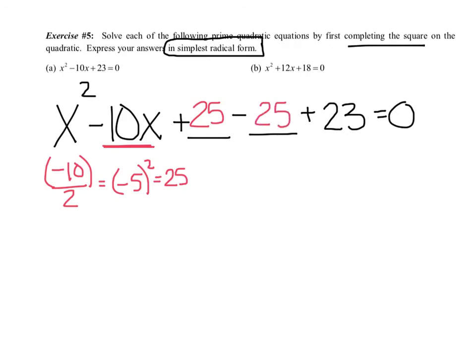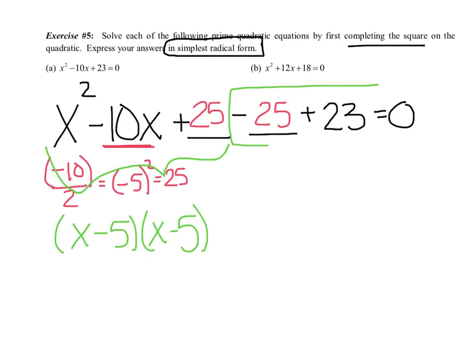All right, that's not the new part. That should be exactly what we're pretty darn good at. And then I'm going to take these three terms, and I'm going to rewrite them as a perfect square. x minus 5 times x minus 5. I'm going to take these two terms and add them together. Negative 25 plus 23 is negative 2. All right, so I can say this is x minus 5 squared minus 2.